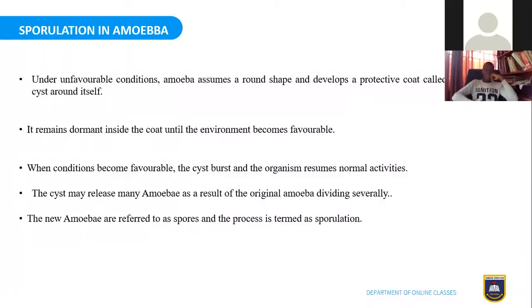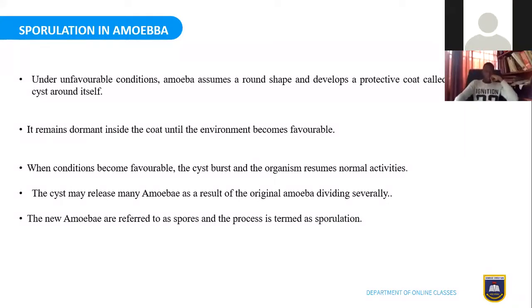So in the second type of reproduction, which is sporulation, look on the slide very well. Sporulation. Are they also identical? Yes, they are identical.